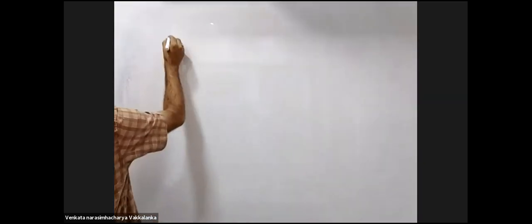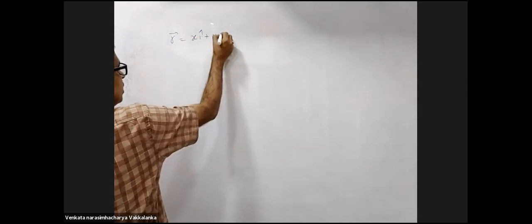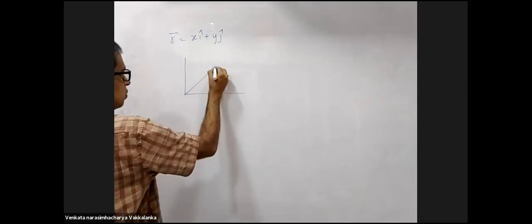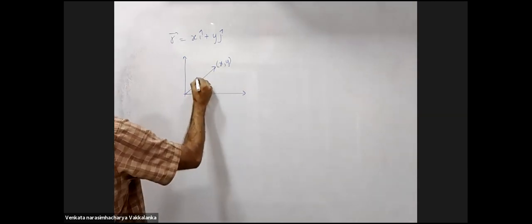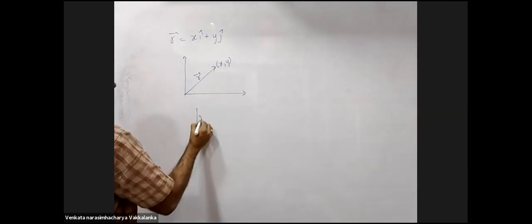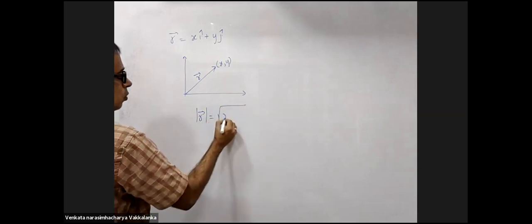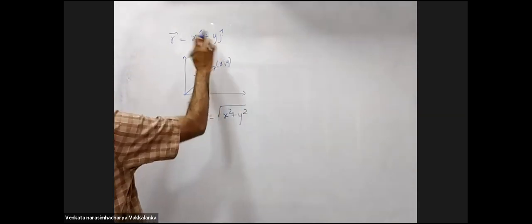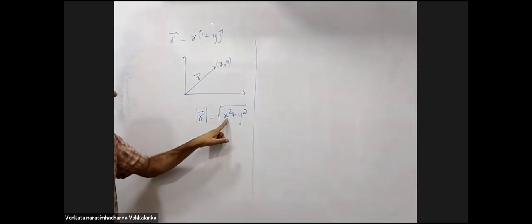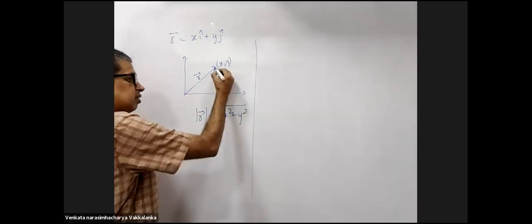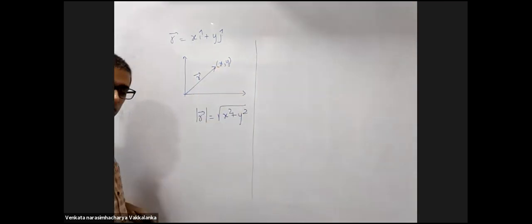If you represent a vector in position coordinates, what will its magnitude be? R is equal to xi cap plus yj cap. That means, how do you draw this? Coordinates of this are x comma y. So what will be the resultant R? Magnitude of R will be root over of x square plus y square. This length will be equal to root over of x square plus y square.